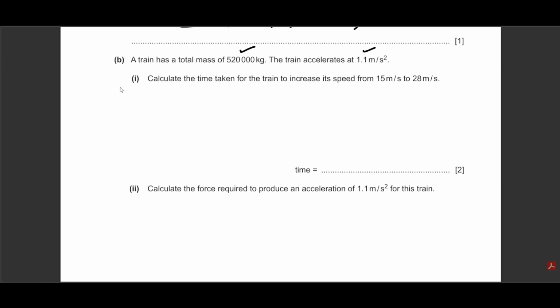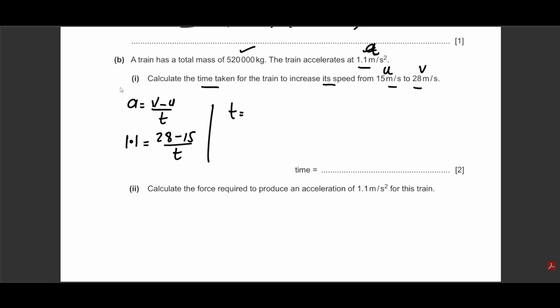It says the time taken for the train to increase its speed from this to this. So we have acceleration. The formula for acceleration is v minus u divided by t. We have the final velocity, we have the initial velocity, and we have, sorry, not the time, but the acceleration. This will be 1.1 equals 28 minus 15 divided by t. t will come out as, just a moment, 12 seconds to be exact, I think. No, this is 11.818 seconds, which will become 12 seconds. Now, please be advised that the unit for time is seconds.